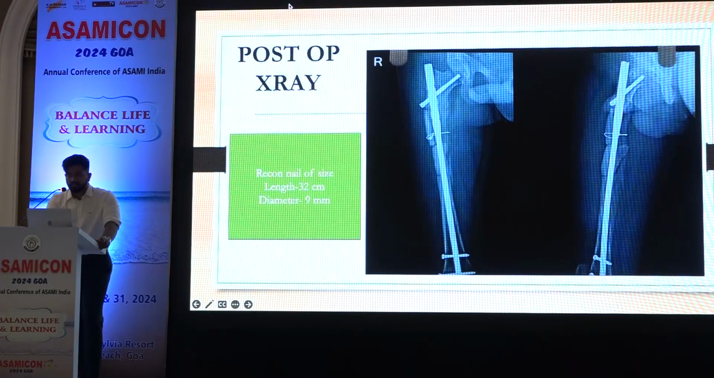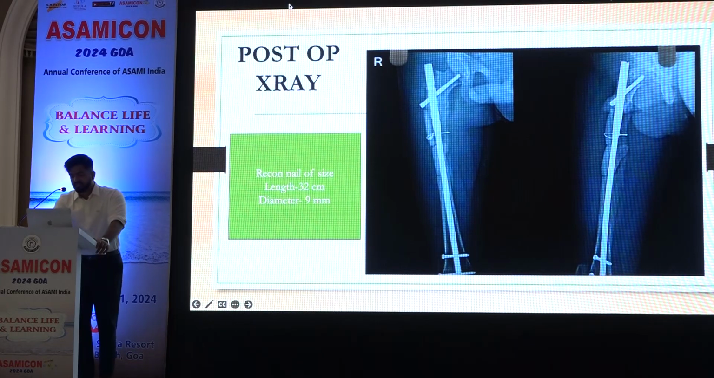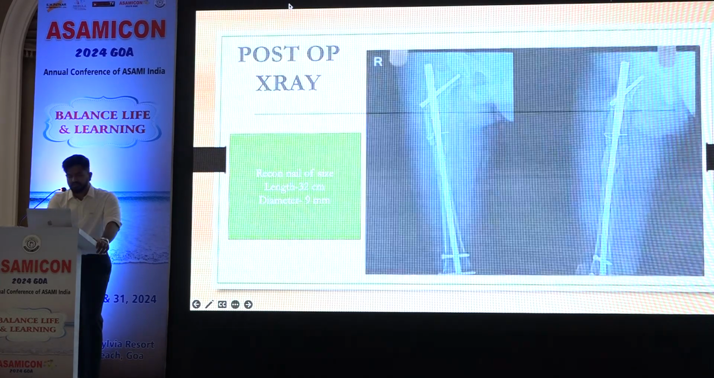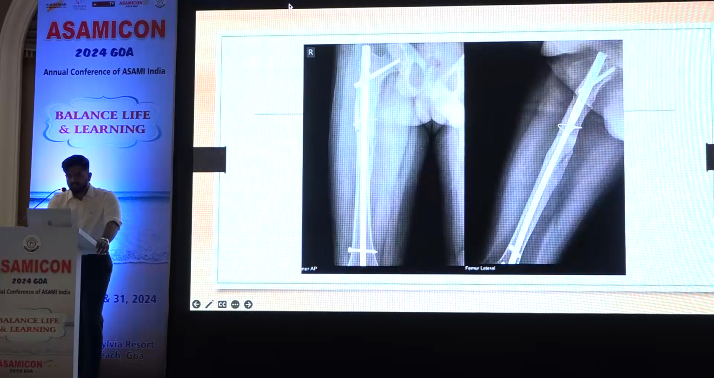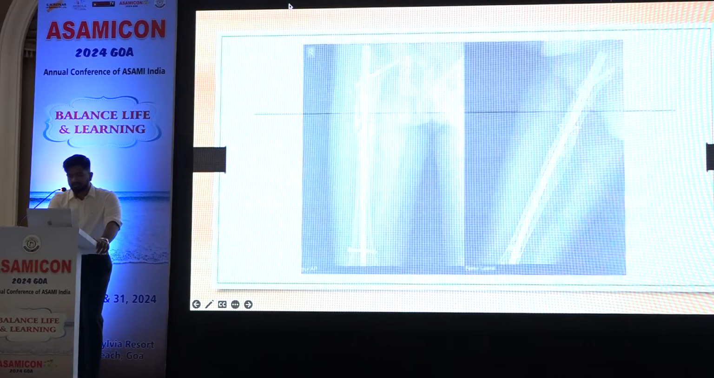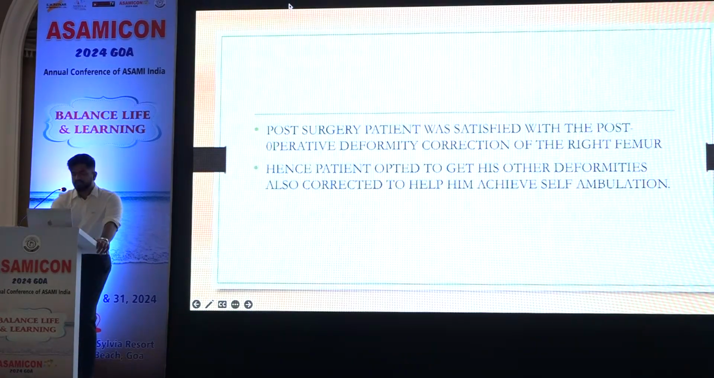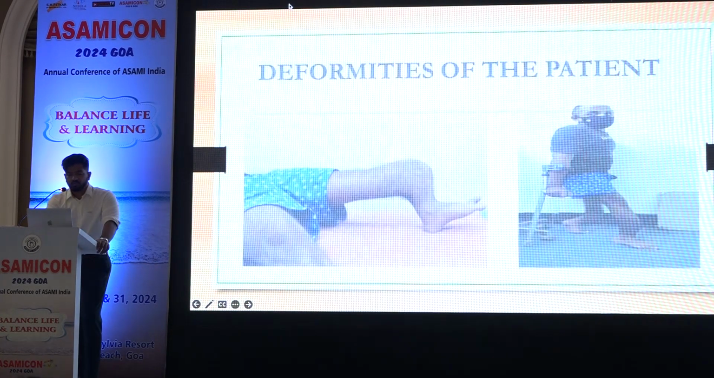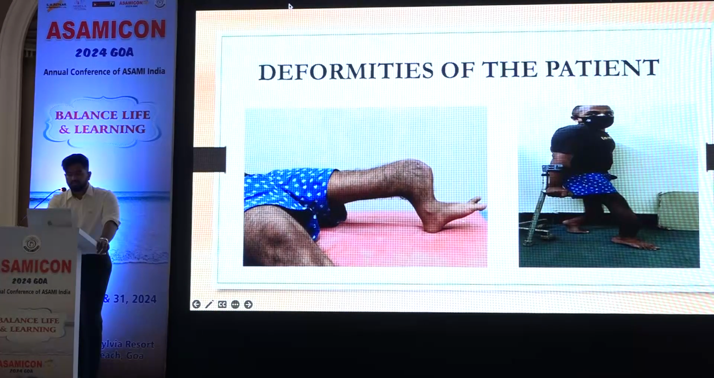The intramedullary nailing was done. We had nails of all sizes available and used a radiographic ruler to measure the size, length and diameter of the nails. These are the post-op X-rays. Post-operatively, the patient was satisfied with the outcome and he wanted to correct his other deformities as well to achieve self-ambulation. These are the other deformities of the patient.